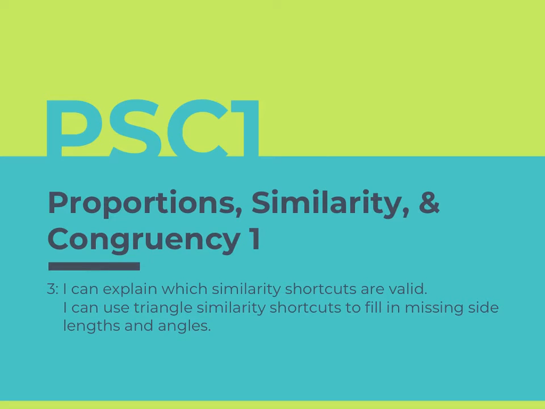On PSC1-3, we're going to use different shortcuts to tell that two triangles are similar, and then use those shortcuts to find our missing side lengths and missing angles.